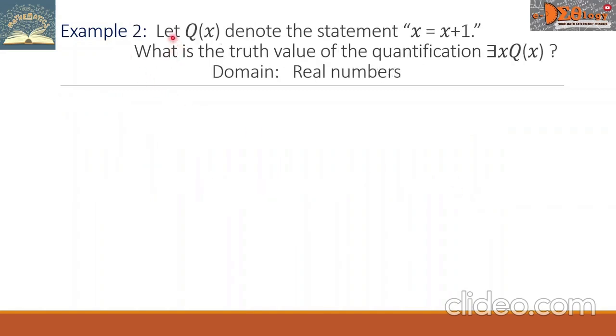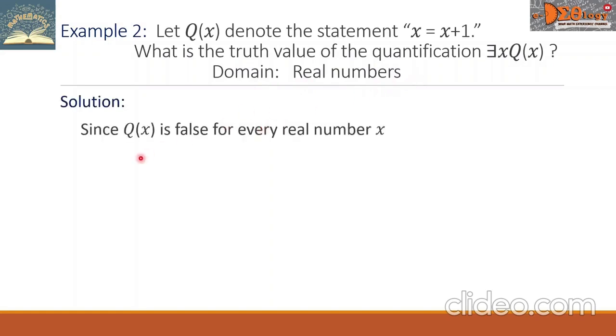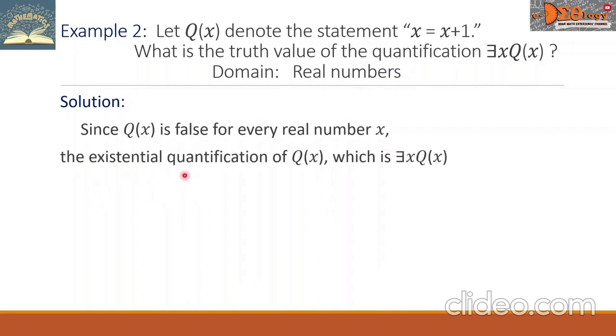Example 2. Let q of x denote the statement x equals x plus 1. What is the truth value of the quantification for some x, q of x? The domain here is the real numbers. Since q of x is false for every real number x, the existential quantification of q of x, which is for some x, q of x, is false.